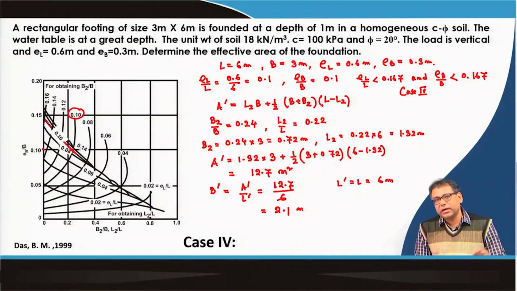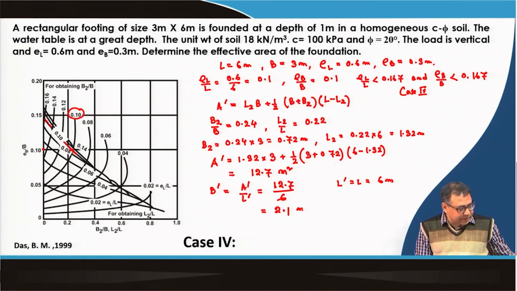So, now I have discussed the one way eccentricity and which equation you should use for one way eccentricity, and then I have discussed the two ways eccentricity also, and then I have discussed 4 cases, and then how to calculate the effective length and width and the area for the 4 cases, and then how you can use those effective width and length to determine the bearing capacity.